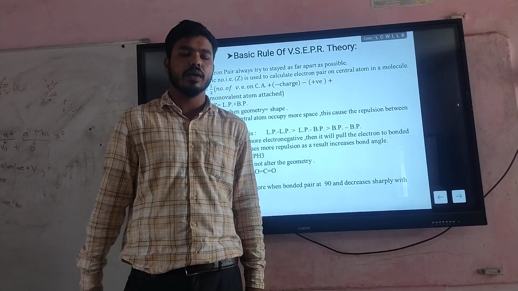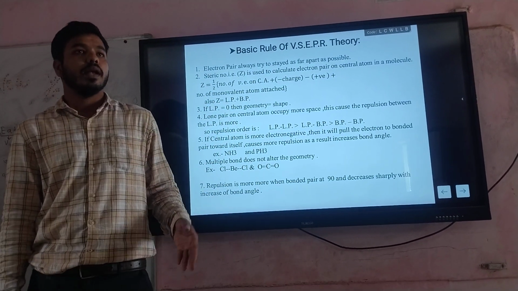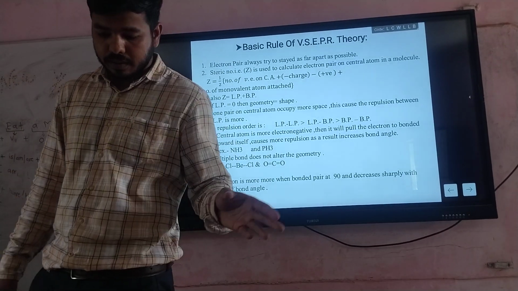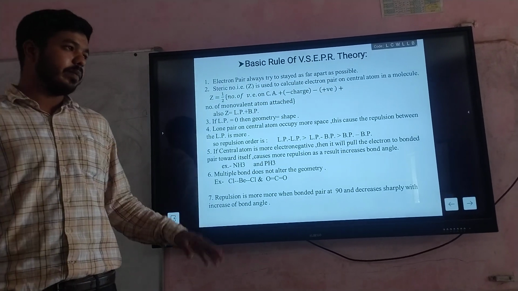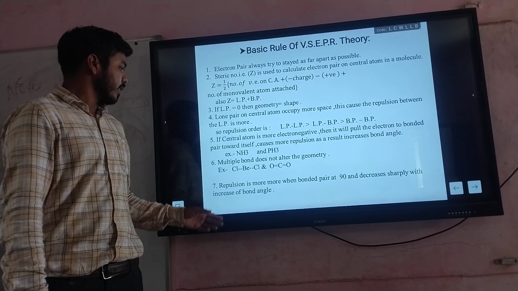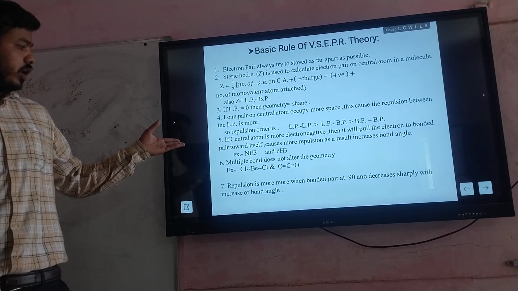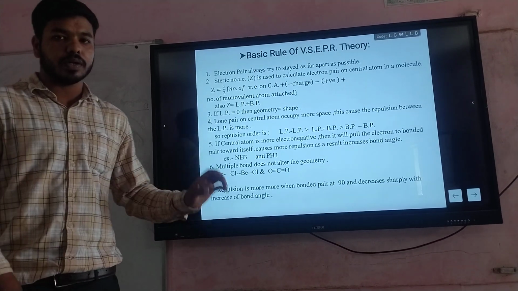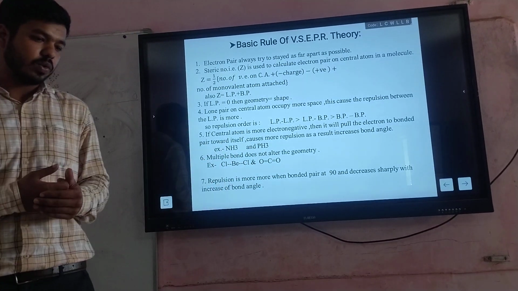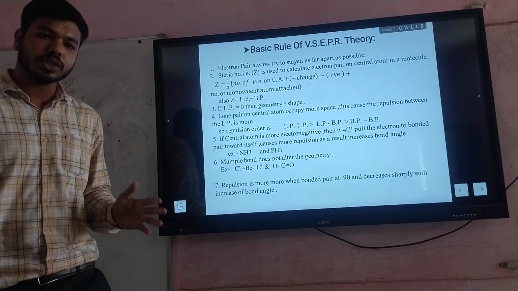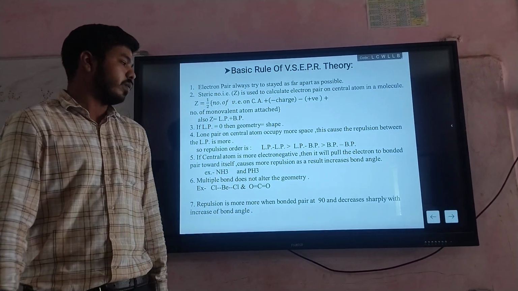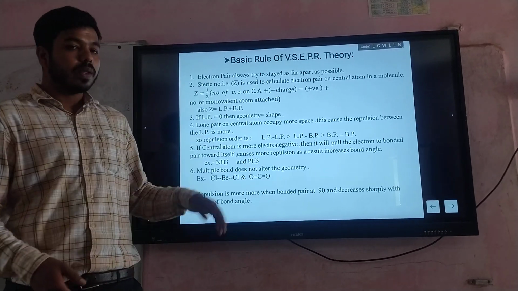Then the fifth rule is, if the central atom is an electronegative atom, then it pulls the bonded electron pair toward itself and causes more repulsion, and hence the bond angle increases. For example, in NH3 and PH3 molecules, both have the same geometry and the same shape, but N is more electronegative than phosphorus. Due to that, the HNH bond angle in NH3 is 107, and in PH3 the bond angle between the bonded pairs is 93. So in NH3 the bond angle is more compared to PH3.